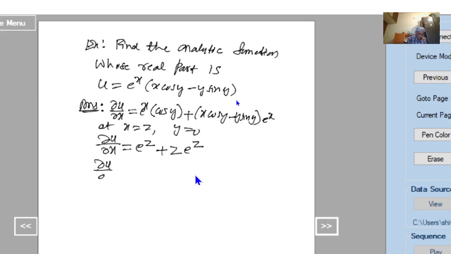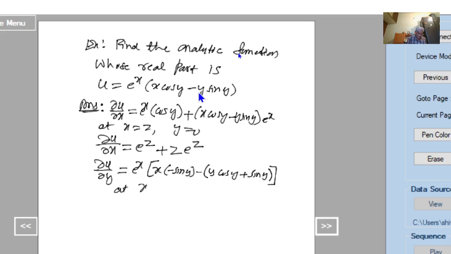What is dou u by dou y? Differentiating partially with respect to y, e power of x is a constant quantity. We keep this as it is. Within this bracket, we have to differentiate this with respect to y. So for the first term, x is a constant quantity as it is. Cos y derivative is minus sin y. Minus, see here, y into sin y. Both are functions of y. We have to use the product rule. First function y, sin y derivative is cos y, plus second function is sin y into derivative of y is 1. Okay. Now this is at x equal to z and y equal to 0.